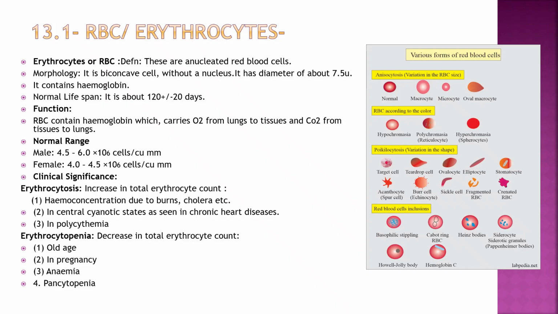If the RBC count is increased beyond the normal range, it is called erythrocytosis. It is seen in hemoconcentration due to diarrhea or vomiting, burns, cholera, high fever, exercise. In cyanotic states like chronic heart disease, and in polycythemia also we can see erythrocytosis. If the RBC count is below the normal range, it is called erythrocytopenia. It is seen normally in old age, pregnancy, anemia, pancytopenia.